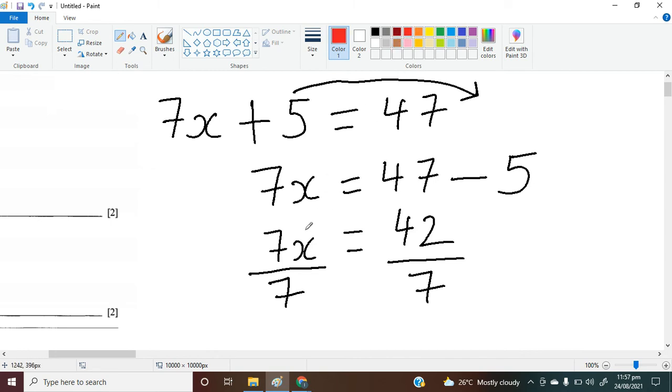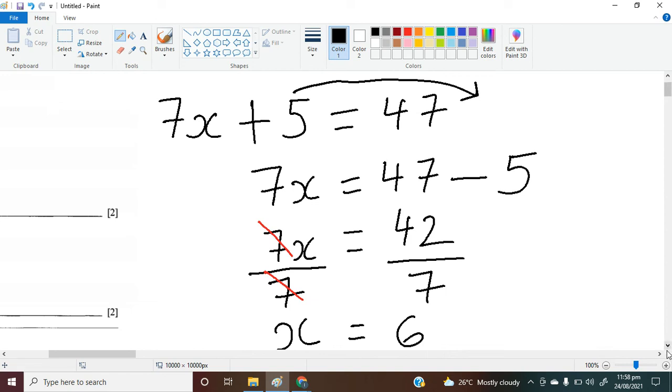So what is 7 divided by 7? Well, we can cross out this 7 and that 7, because 7 goes into itself once. And the natural question here is, what is 42 divided by 7? Well, 42 divided by 7 is indeed 6. So 42 divided by 7 is 6, and 7 divided by 7 is 1. And so now we just have x by itself. Because we cancel out these two 7s, we have that x is equal to 6.